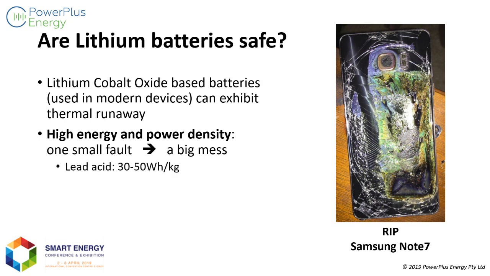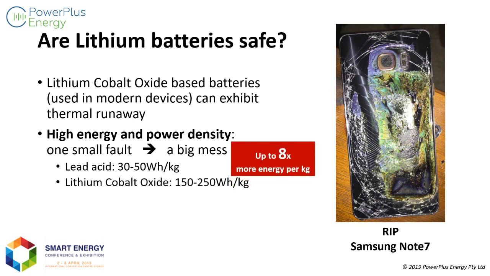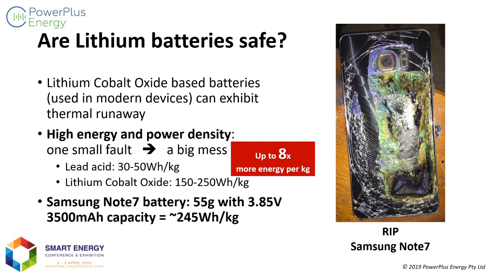30 to 50 watt hours per kilogram is what you typically get out of a lead acid battery. For lithium cobalt oxide, it's 8 times that. That's 150 to 250 watt hours per kilogram. Or if you look at it in real numbers, for the Samsung Note 7 battery, that 55 gram battery provides you with enough capacity for 3,500 milliamp hours.